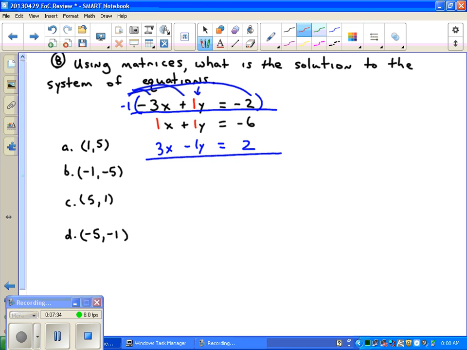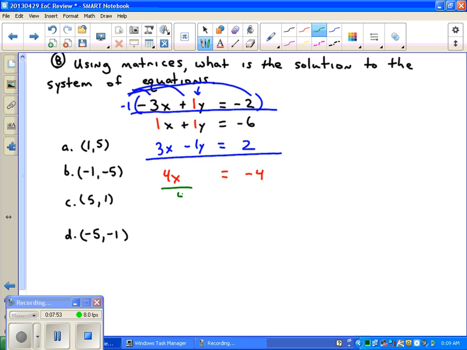1x plus 3x. Now all you do is combine them. 1x and 3x is 4x's. 1y and -1y eliminate each other. That's what we were trying to do by combining it. There's no more y's. Equals -6 and 2. When you combine those, you get -4. So now it says 4x equals -4.